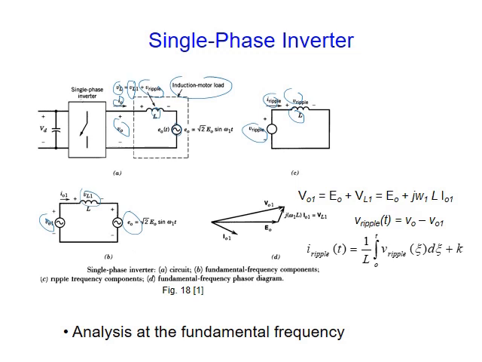I can plot the phasor diagram here. This is EO and this is the drop across the inductance, and IO. VO is the voltage applied across the load. We can't find the ripple from this circuit here. We say that for I ripple, we know that VL equals L dIL over dt. We can cross multiply and simplify. It will be I ripple equals 1 over L integration of V ripple.